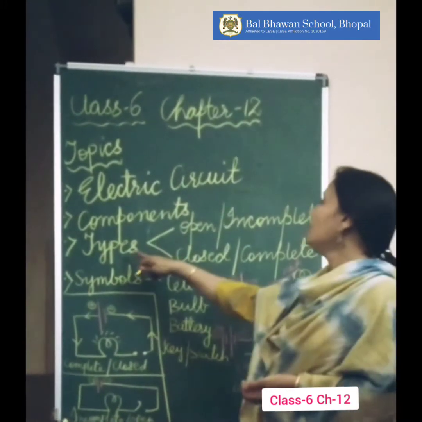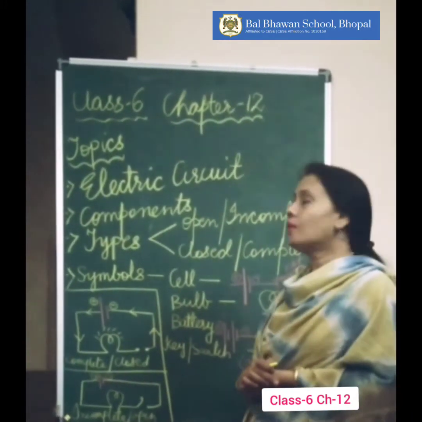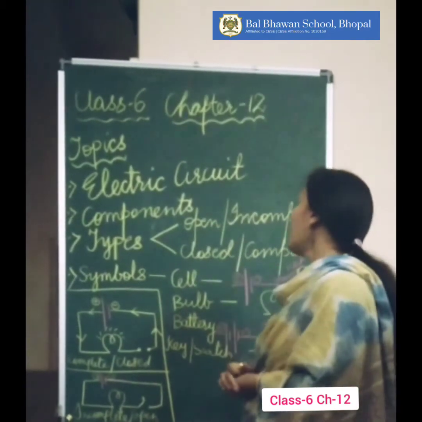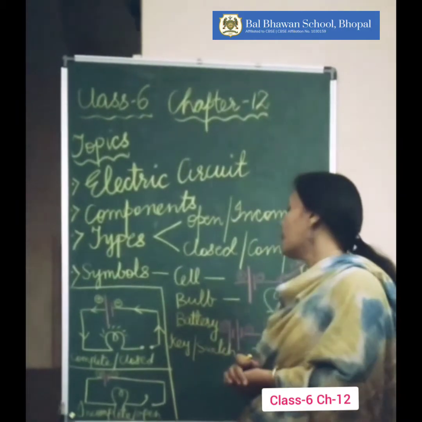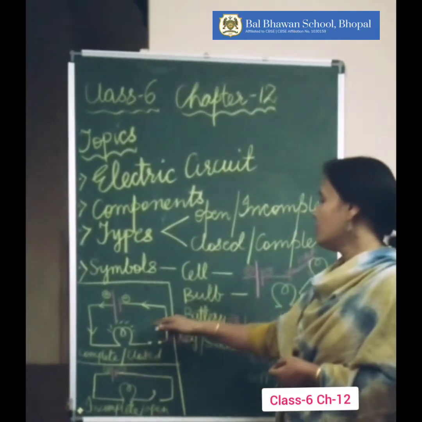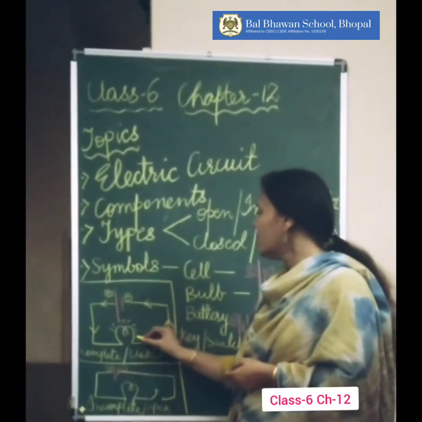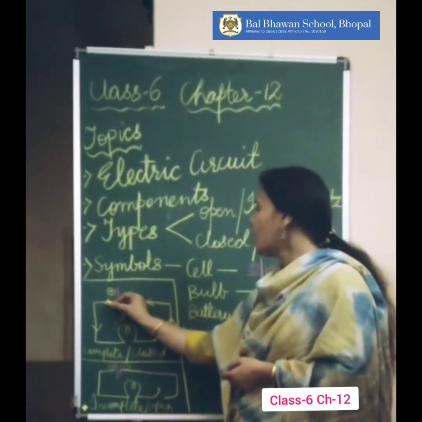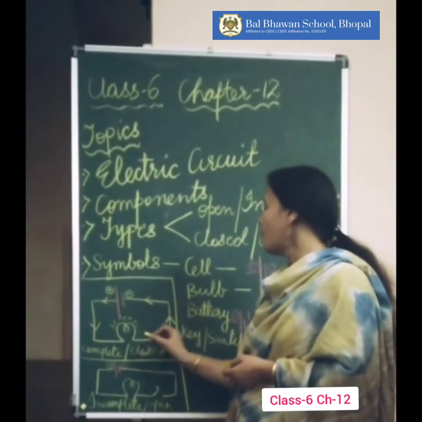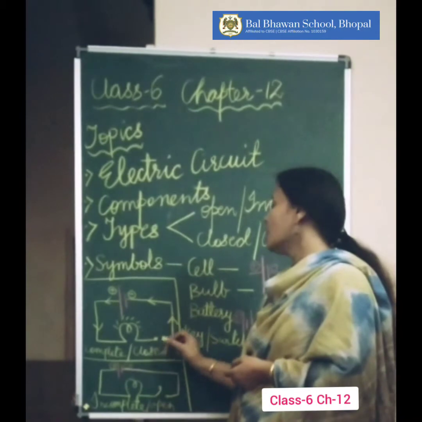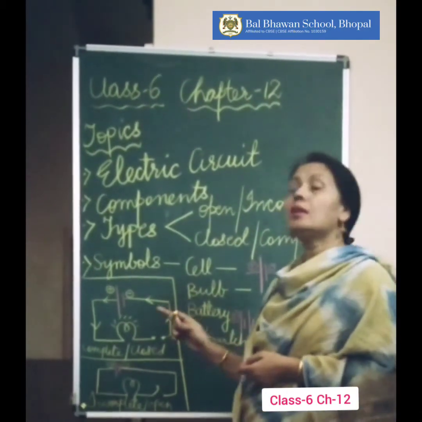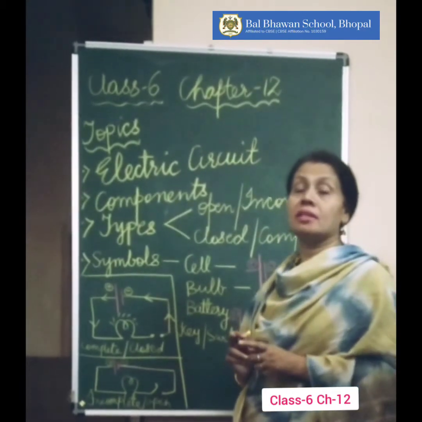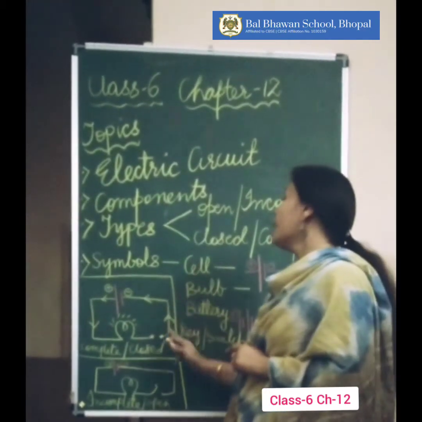Now children, coming to the next topic, that is types of circuit. Basically there are two types of circuit: open or an incomplete circuit, and closed or a complete circuit. Now look here in this diagram, children. Here you can see these arrows. This is a diagram of a complete circuit or the closed circuit. Now why do we call it a complete or a closed circuit? Because there is no breakage in the circuit. That is, there is no gap in the circuit.